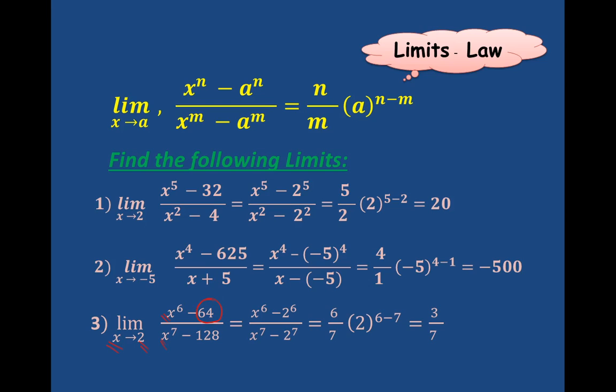Then 64 should be written as 2 raised to power 6. To make sure that this term is right, calculate 2 power 6, it will be equal to 64. 128 should be written as 2 raised to power 7. Then the value of the limit equals 6 over 7 multiplied by 2 power 6 minus 7. Here the limit equals 3 over 7.